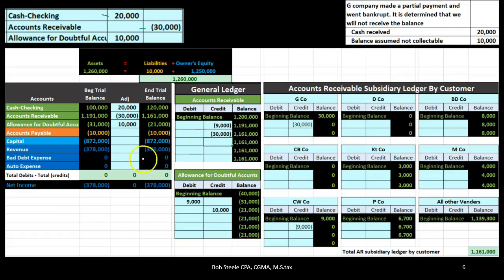The difference being that there's no impact on the income statement, bad debt not being affected, no effect on net income. What is happening is we have this allowance account, which was at 31 prior to this, now going down by that 30,000 to the 21. Remember that this 31 was there prior to this time period.